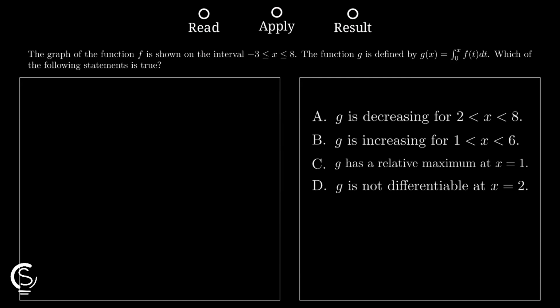First, we apply the fundamental theorem of calculus. Since g is the integral of f, the derivative g prime is simply f. This means the graph of f shows g's slope.